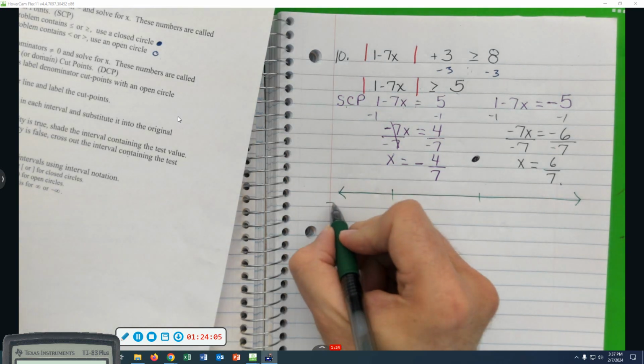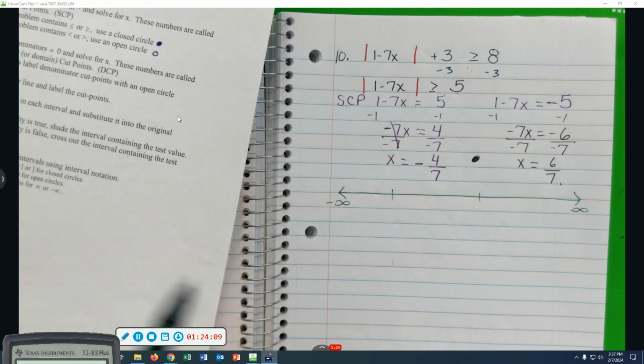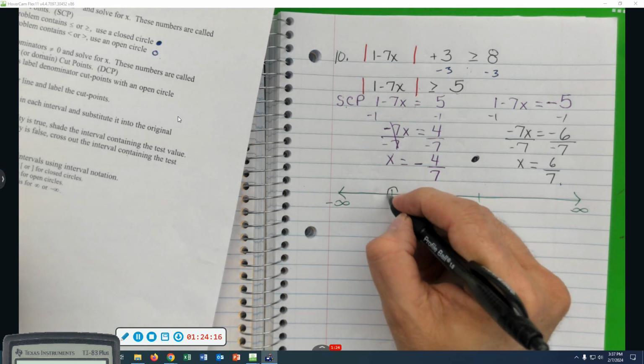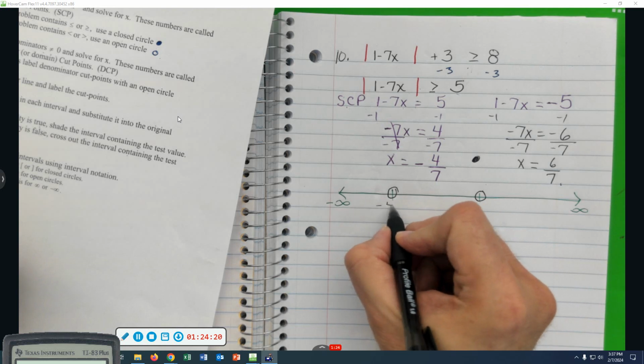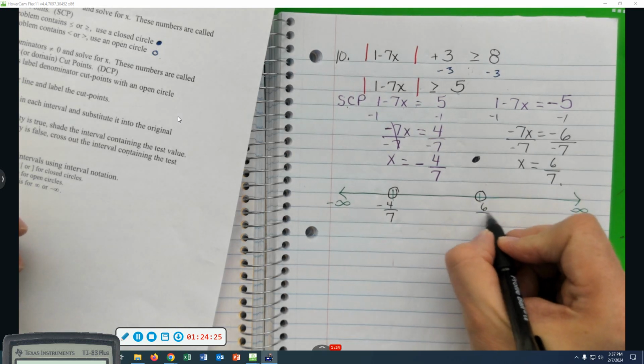Make sure you put these numbers in numerical order. If you put 6 over 7 right here, you're going to get it wrong. Right? Got to be in the order that you see them on a number line. And a negative number is always to the left of a positive.